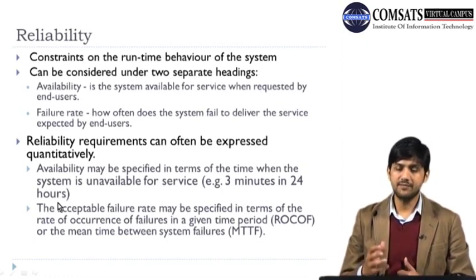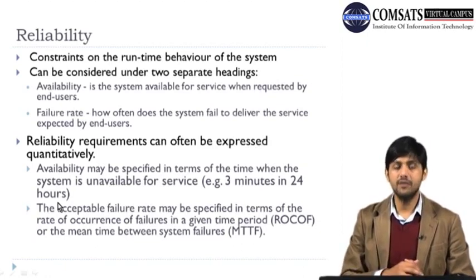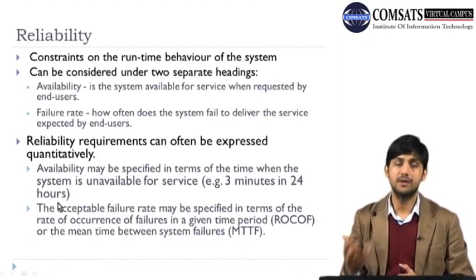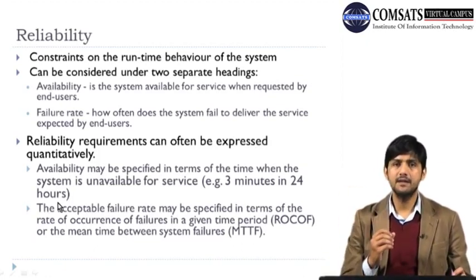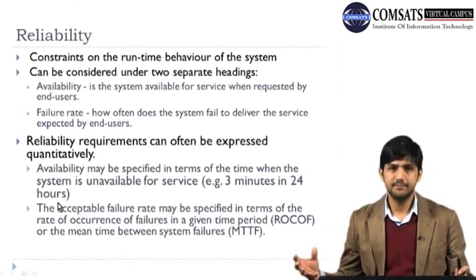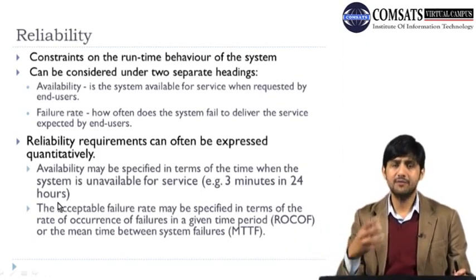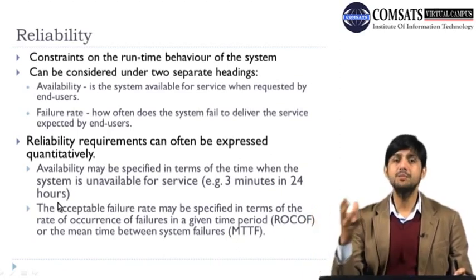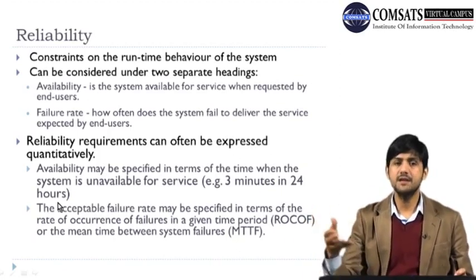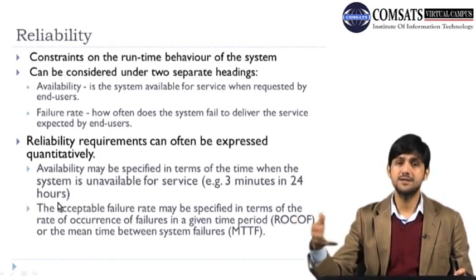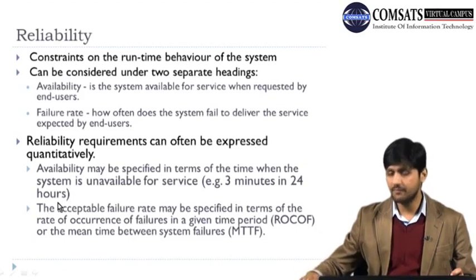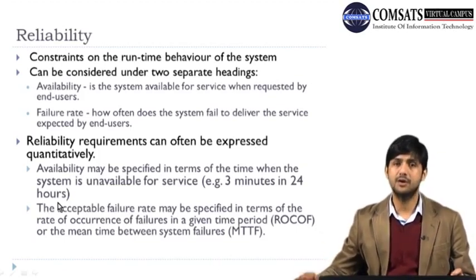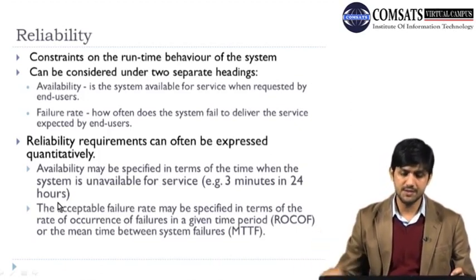Availability may be specified in terms of the time when the system is unavailable for service, for example, 3 minutes in 24 hours. You might have often seen that backups are usually planned for weekends. Why is that the case? Because you want the system to be available all the time, and if the system is taking a backup, then certain functionalities are not available. So these things are planned for when there is a lesser amount of load on the system, because we want the system to ensure availability to all the users.